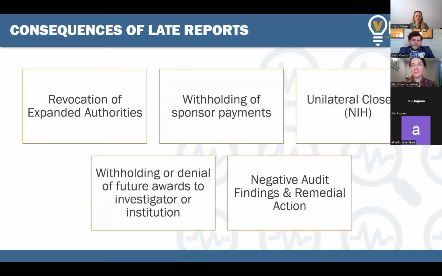Yes, I still need more explanation on this revocation of expanded authorities. I'm not clear on this.